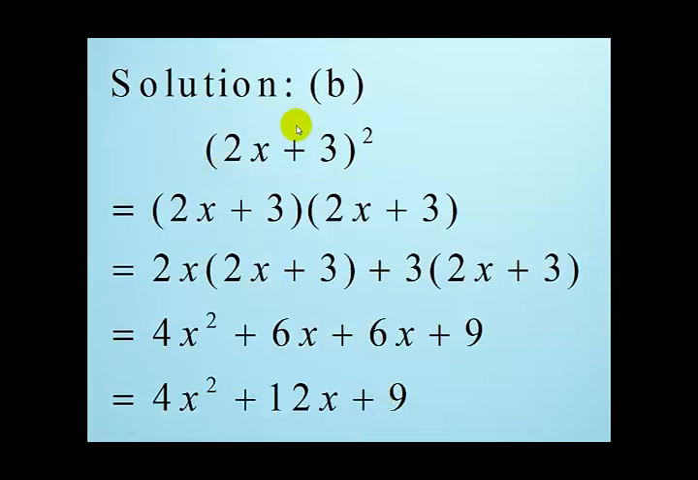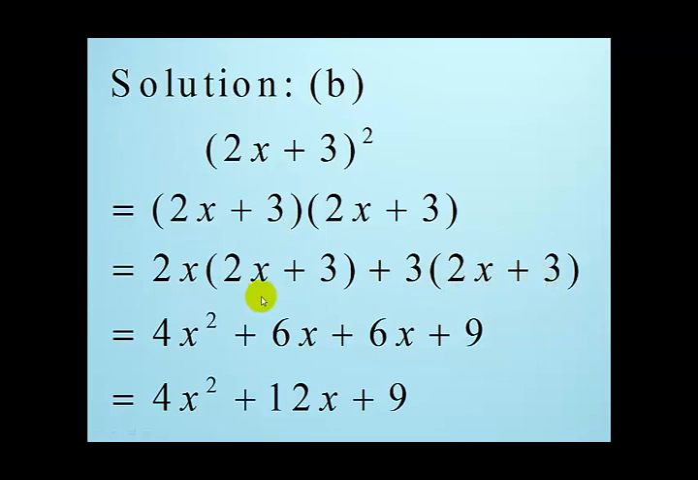Now solution B. 2x plus 3 all squared means 2x plus 3 times 2x plus 3. That's the meaning of 2x plus 3 all squared. It means you multiply 2x plus 3 by itself, and that is how come we have 2x plus 3, 2x plus 3. Now let's expand. 2x multiplies the second bracket, that is 2x plus 3. Then plus 3 will also multiply the second bracket, that is 2x plus 3.